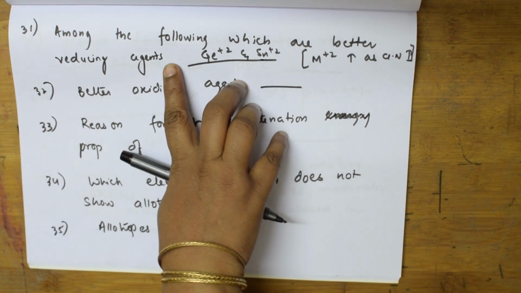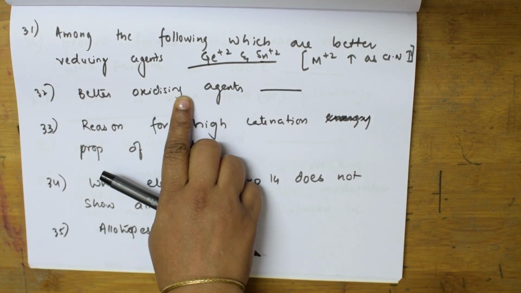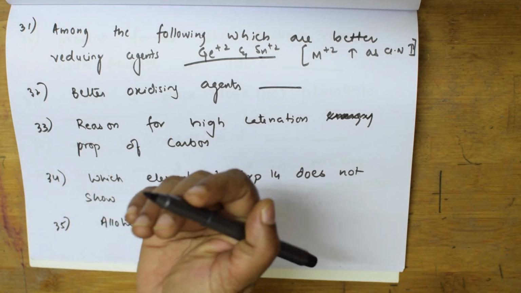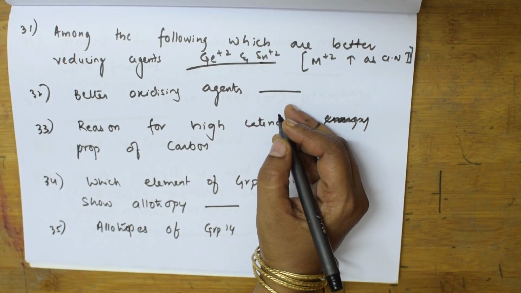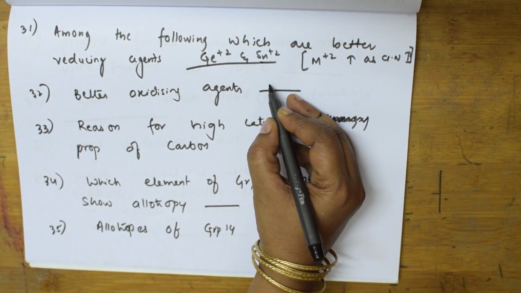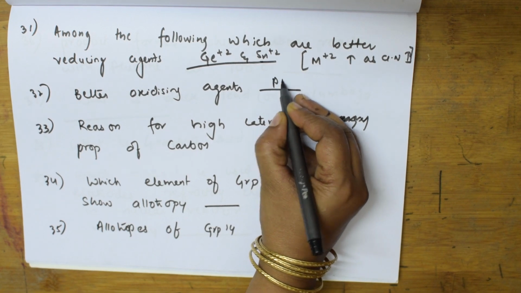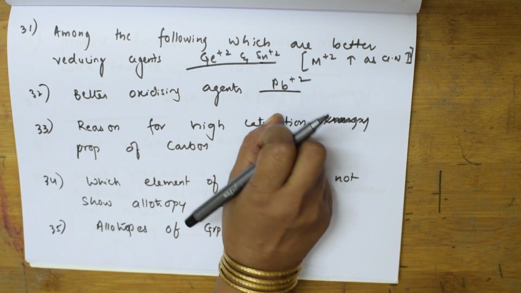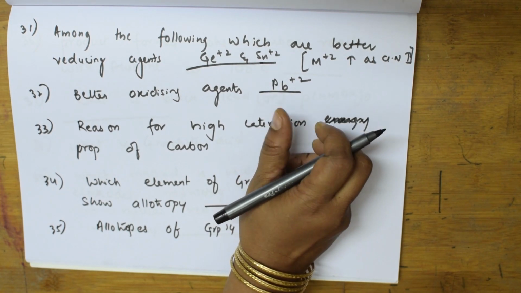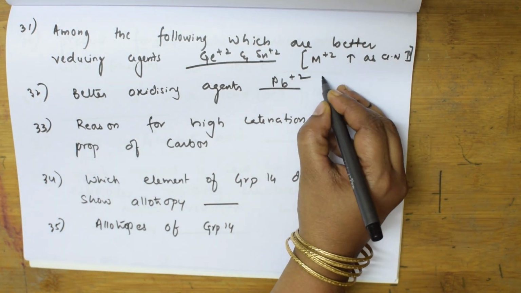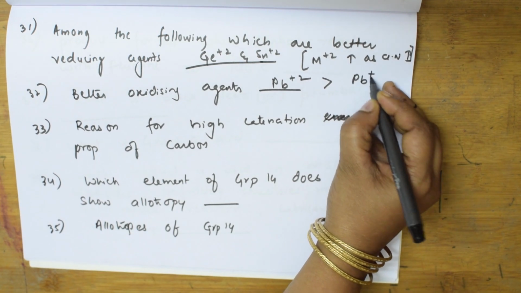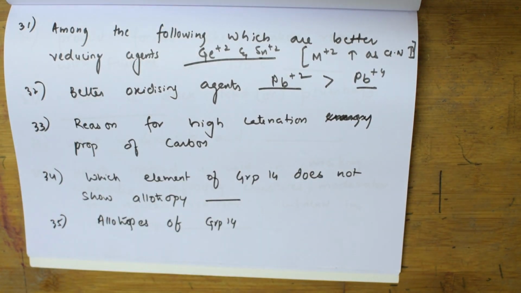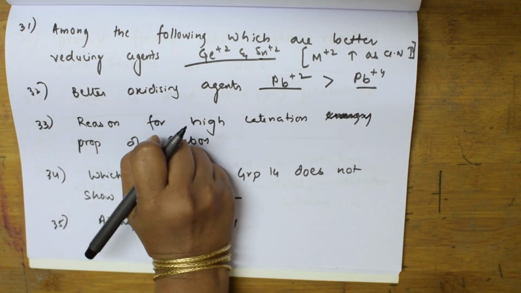Now, when we learn reducing agent, we have to learn about oxidizing agents also, isn't it? So which is a better oxidizing agent among that? Basically, better oxidizing agent is Pb+2. Reducing agent is Ge+2 and Sn+2. Oxidizing agent is Pb+2. Why? Because Pb+2 is more stable than Pb+4. That is the reason it acts as an oxidizing agent. Hope you understand the concept of oxidizing agent and reducing agent, students.